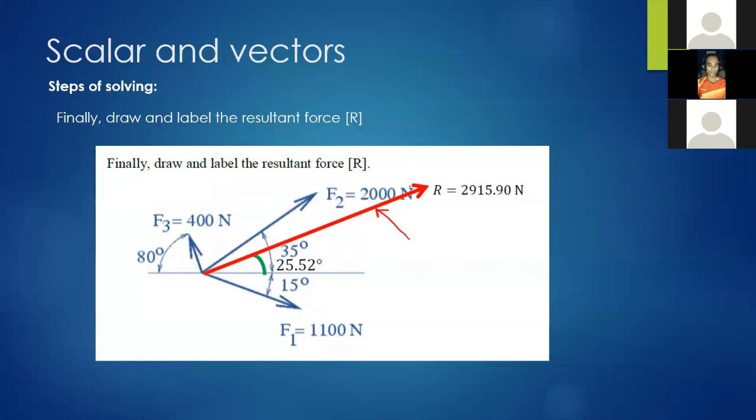So when somebody is pulling this way with 400 Newton, and other people are pulling in this way, and one more person pulling this way, the chair or any object will move in this diagonal direction with 2915.9 Newton at an angle of 25.52 degrees. So the chair will move this way.